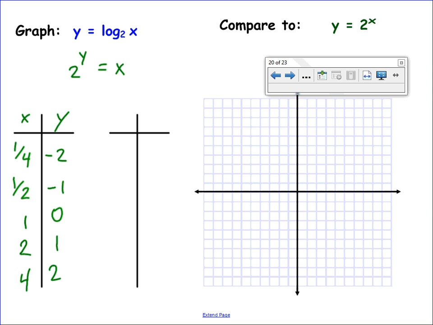Everybody to match colors, I'm going to go ahead and plot that original. Y equals log base 2 of x in blue. So 1/4 comma -2. 1/2 comma -1. 1 comma 0. 2 comma 1. And 4 comma 2. Let's carefully connect those in the xy coordinate plane and extend that, and we'll get a logarithmic function.